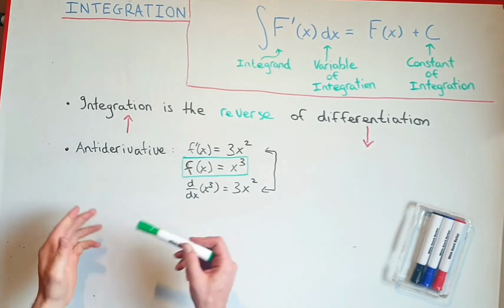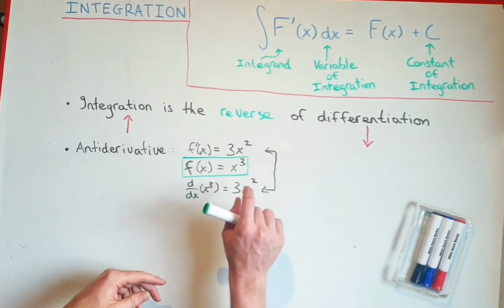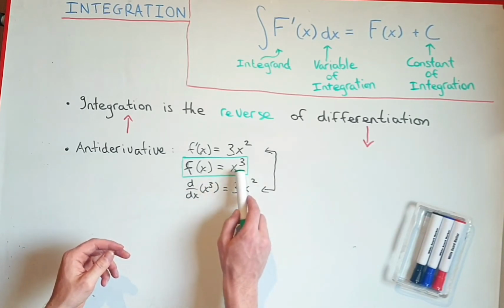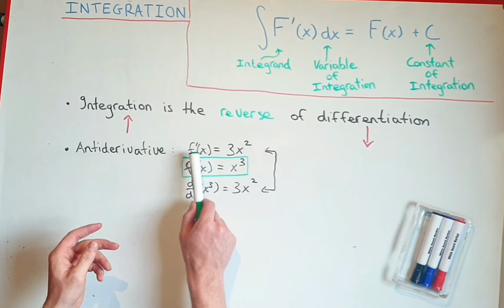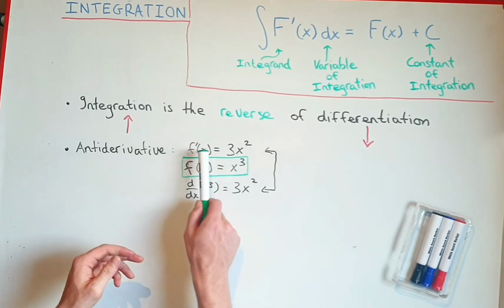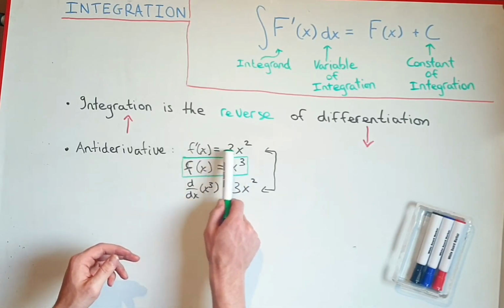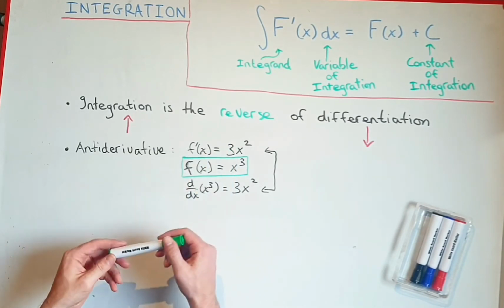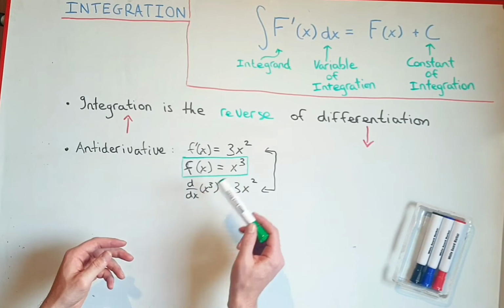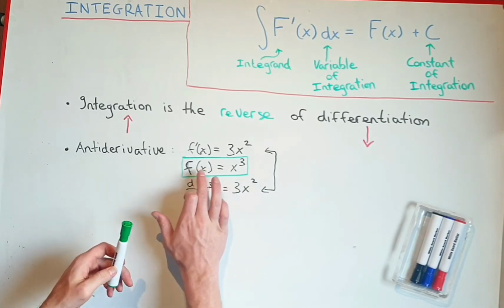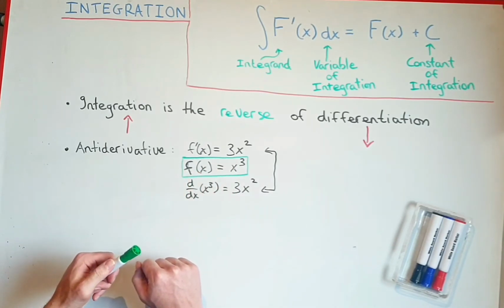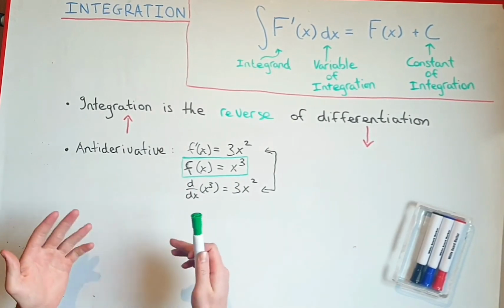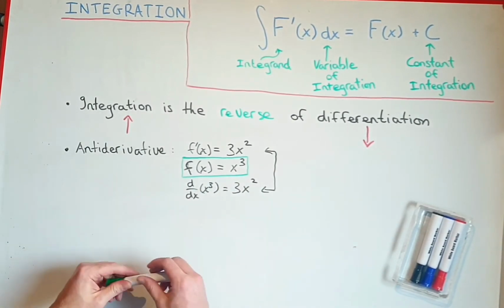What we're seeing here is that this x cubed that you figured out is the antiderivative. You were given the differentiated result, and then you were asked for the original function f of x, which we found to be x cubed. So this is the antiderivative function. This is the general idea behind what integration is fundamentally.